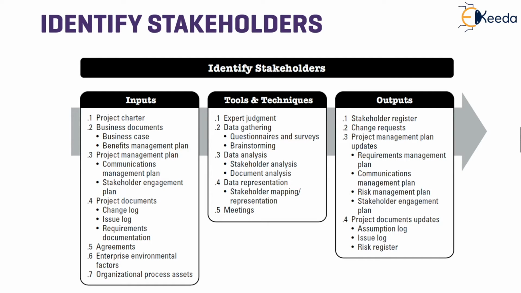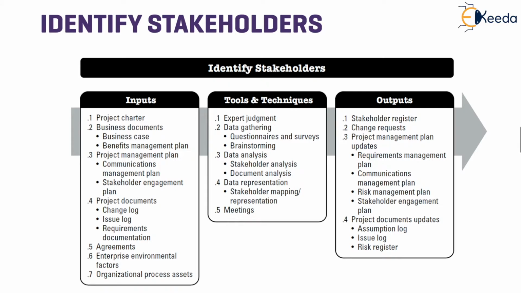Going into detail on the identify stakeholders process, we can find the inputs, tools and techniques, and outputs listed clearly. Here we see that the inputs are the project charter, business documents, the project management plan, and the project documents such as change log, issue log, agreements, etc.